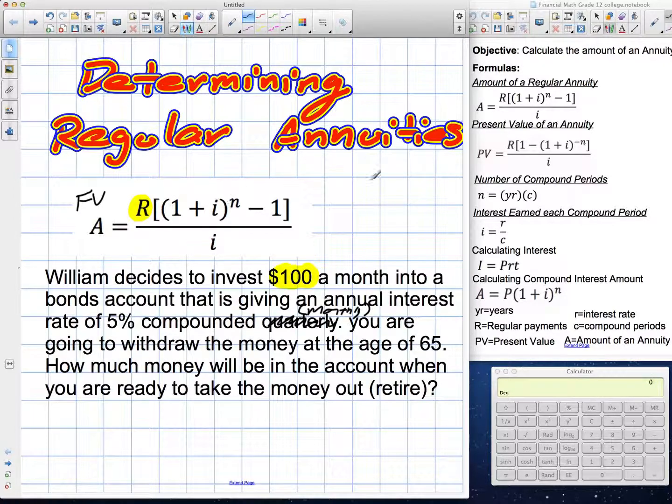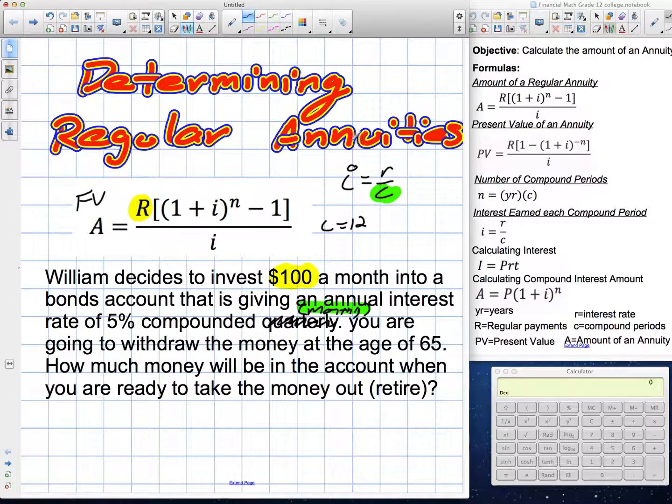So we have our regular payments. We know I is the interest rate divided by the compound period. What is our compound period in this question? 65? No, 12. 12, that's right. Because it's monthly, our compounding period, C, is going to be the number 12. Okay, so C will be equal to 12.